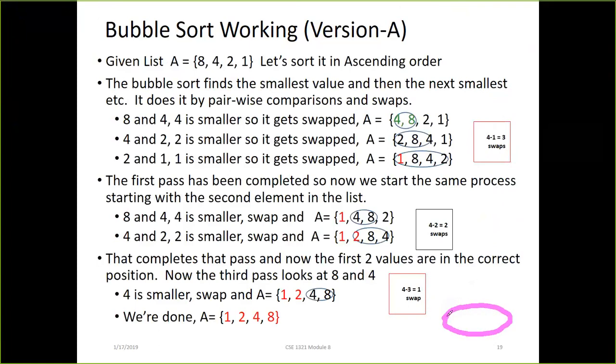There are two versions of the bubble sort algorithm. Please pay attention. They are slightly different, and I will show you both. For version A, for instance, we are given a list A that has 4 elements: 8, 4, 2, 1, and we want to rearrange this list in ascending order.